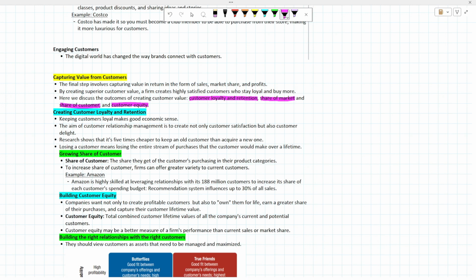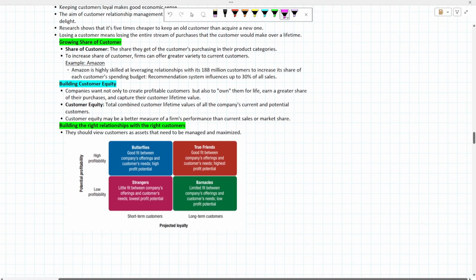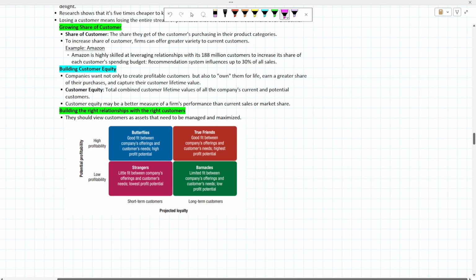Building customer equity. Companies want not only to create profitable customers, but also to own them for life, earn a greater share of their purchases, and capture their customer lifetime value. Customer equity is the total combined customer lifetime values of all the company's current and potential customers. Customer equity may be a better measure of a firm's performance than current sales or market share. Building the right relationship with the right customers: they should view customers as assets that need to be managed and maximized.